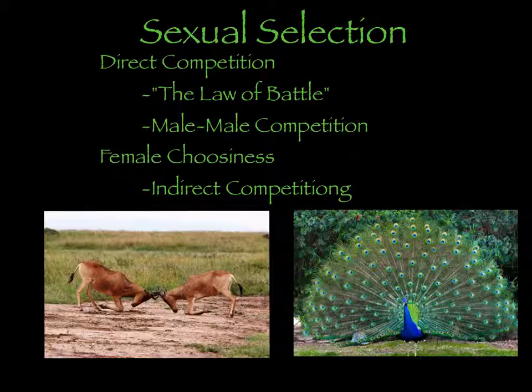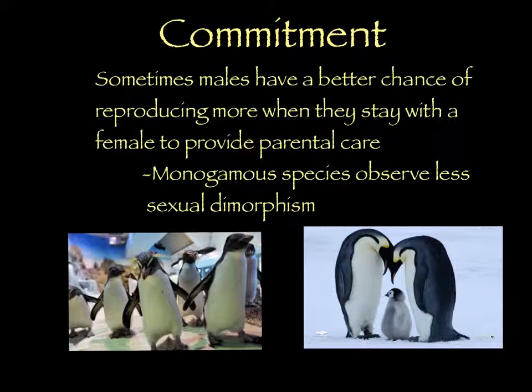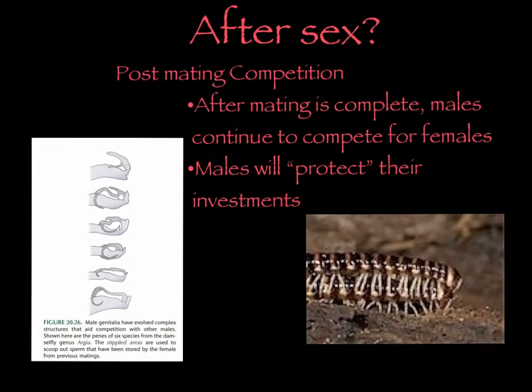On the other hand, female choosiness is a form of indirect competition. Females find some males' traits and behaviors more attractive than others, so the winners are chosen by the females. Favored traits include bright colors, like the peacock pictured below, ornaments, and other mating displays. Sometimes, males have more offspring when they stay with the female and provide parental care. In monogamous species, there is less sexual dimorphism observed because males have no need to fight for females. Greater sexual dimorphism is observed when there is less monogamy in a species because males must compete for their females.